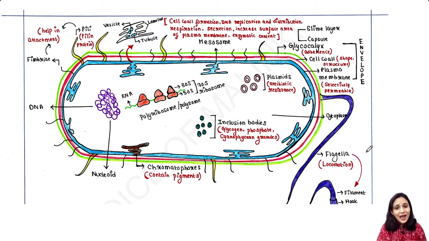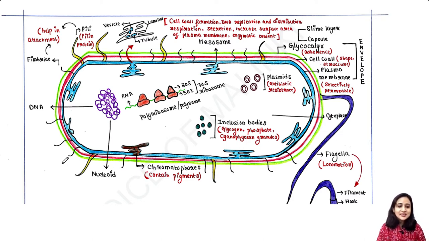Second, eukaryotic cell contains nucleus where the DNA is present. In prokaryotic cell or in bacteria, it does not have any nucleus. So this is the second most important difference between prokaryotic cell and eukaryotic cell.